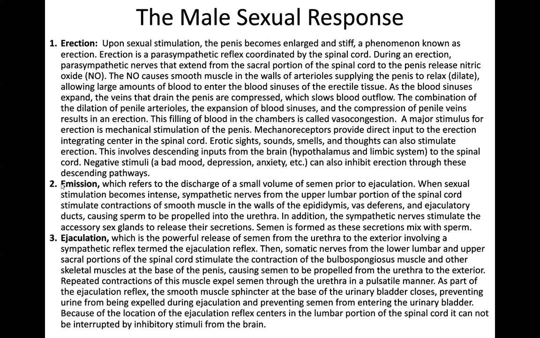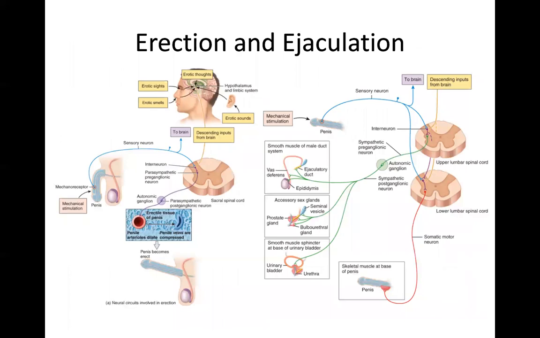Emission refers to the discharge of a small volume of semen prior to ejaculation. When sexual stimulation becomes intense, sympathetic nerves from the upper lumbar portion of the spinal cord stimulate contractions of the smooth muscles in the walls of the epididymis, the vas deferens, and the ejaculatory ducts. This causes sperm to be moved from the epididymis up into the vas deferens towards the urethra. The same thing is seen with fluids coming from the seminal vesicles, the prostate, and so on.